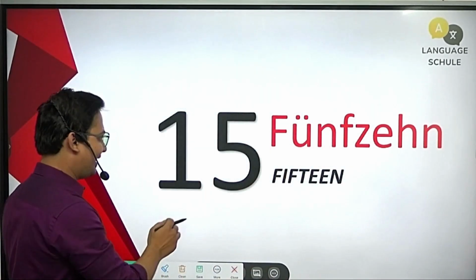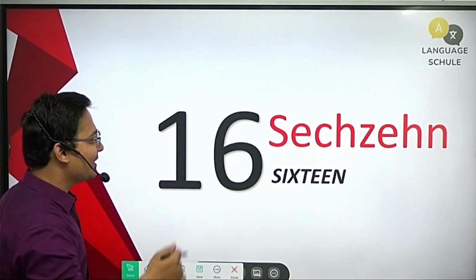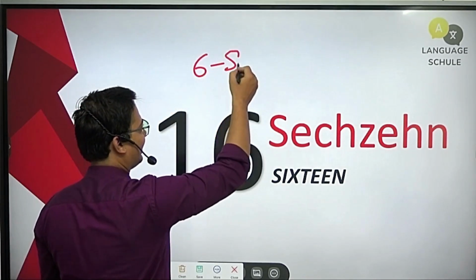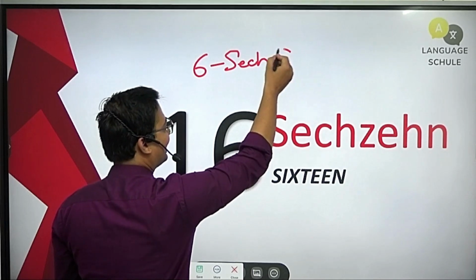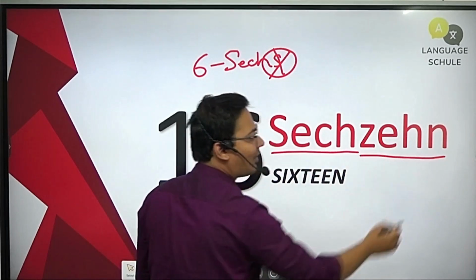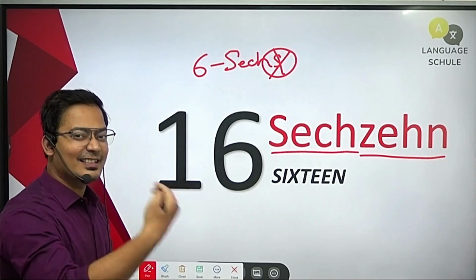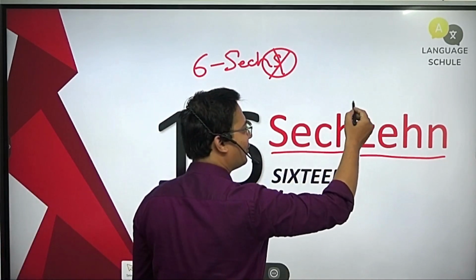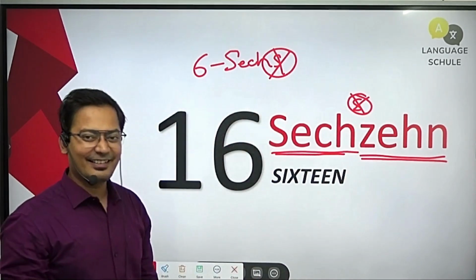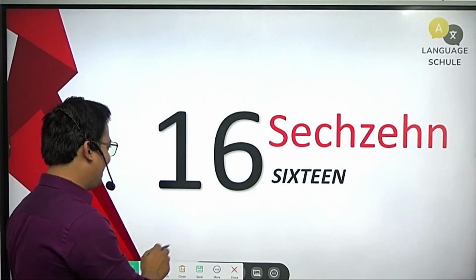Similarly, we have next 16 and 17, which are a bit different, so try to understand. We know 6 is sechs, but in 16 we have to remove S, so it is sechzehn. Instead of sechszehn, it is sechzehn. We have removed S from here. Now similar with 17.